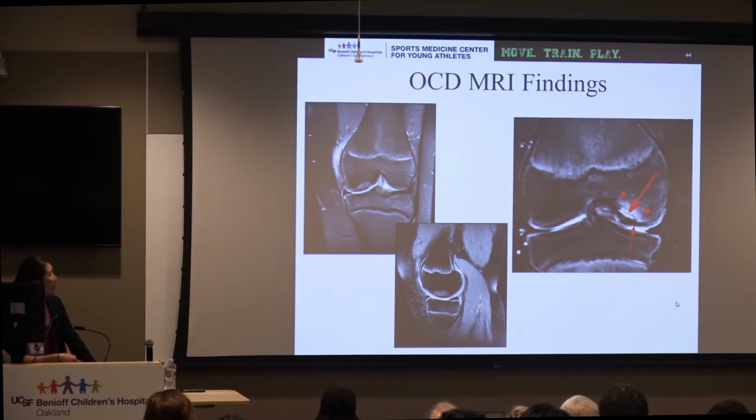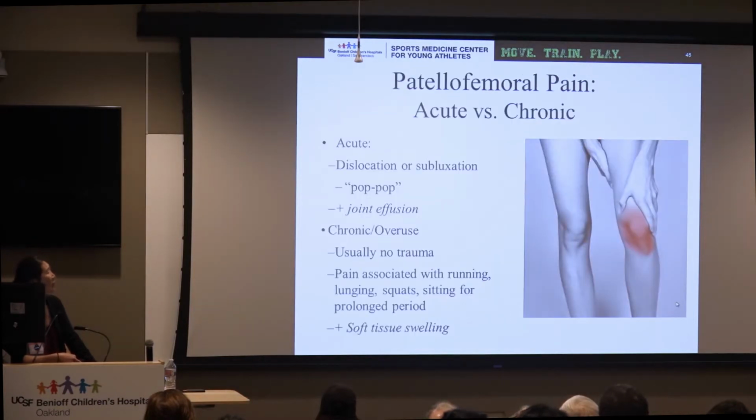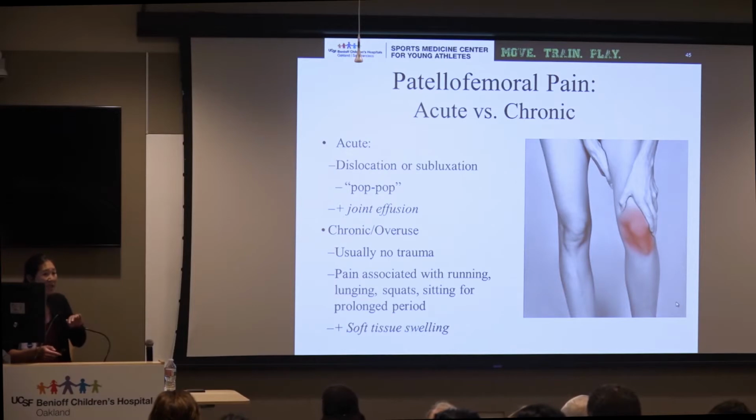All right, MRI findings. Patellofemoral pain, we need to get this. Acute dislocation or subluxation, there's a pop pop. Why is there a pop pop? And I always ask, did you hear a pop? Yes. Did you hear two pops? Because think about it, if they're going to dislocate, the kneecap is going to go pop, and then it's going to go back into place, pop. Okay? So don't be surprised if they say pop pop, but ask about that. Subluxation, it just goes pop, kind of shifts. Okay? There is a joint effusion.